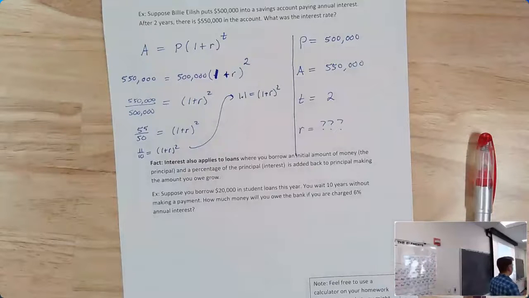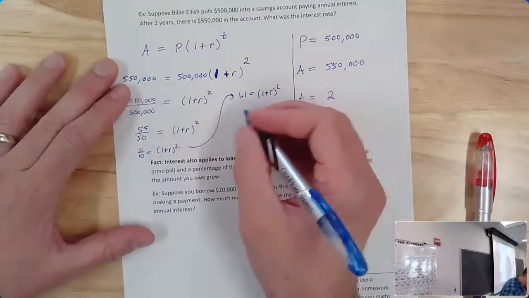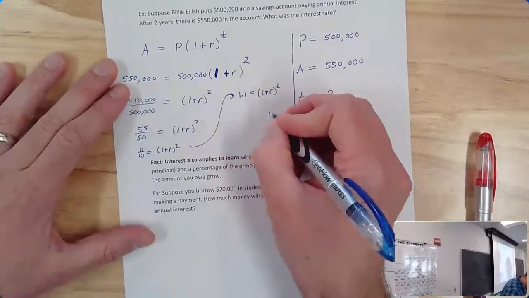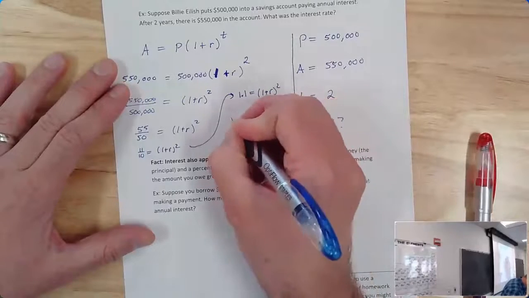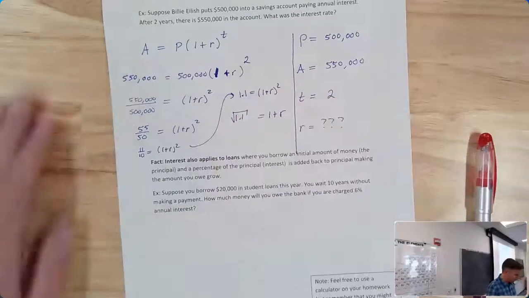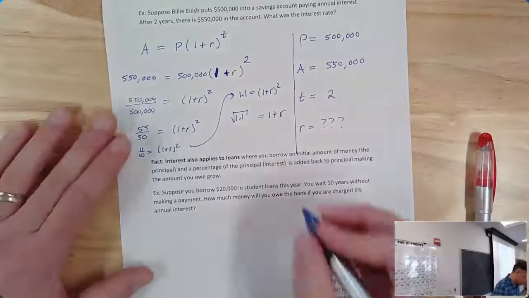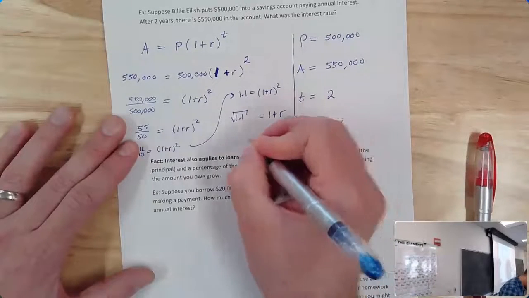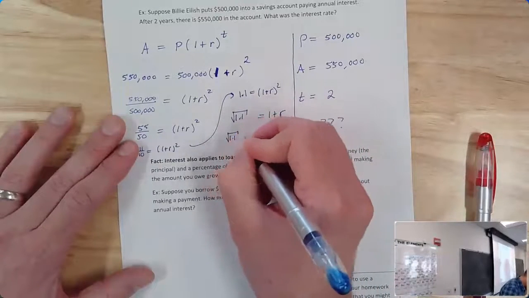But here, it wouldn't make sense for our answer to be negative, right? At least hopefully, we don't get negative interest rates. They're not paying you to borrow money, to use money, whatever. So I'm going to take the square root of both sides and say 1 plus R is equal to the square root of 1.1. And then I'm going to subtract 1, so that my interest rate is the square root of 1.1 minus 1.